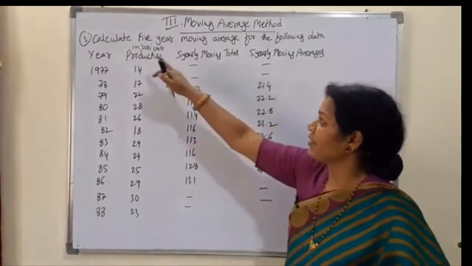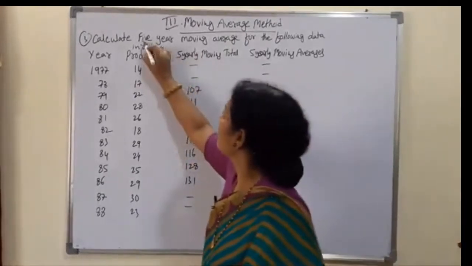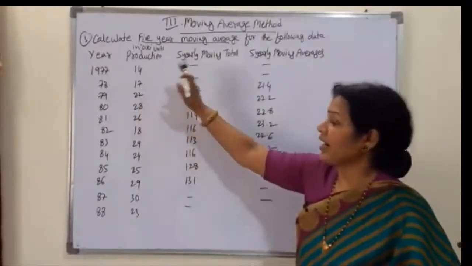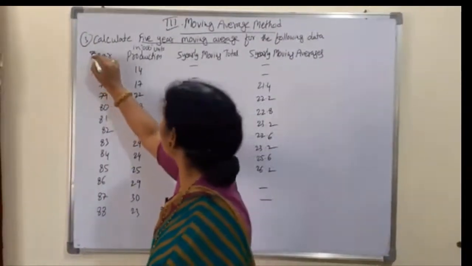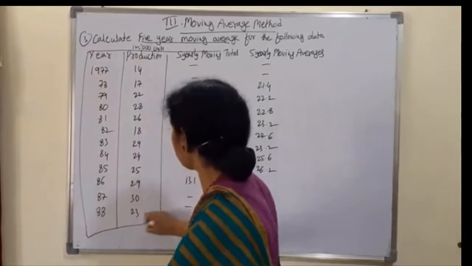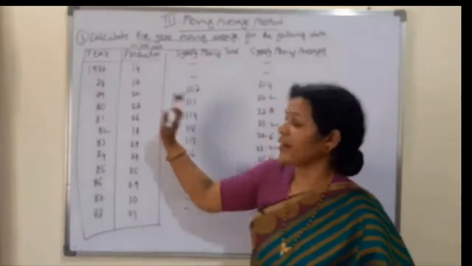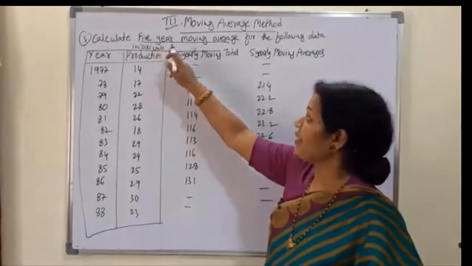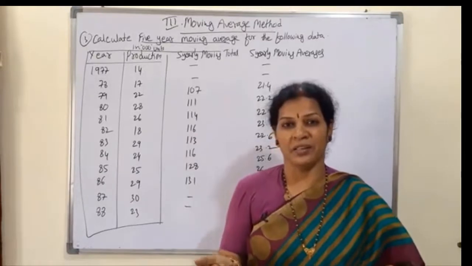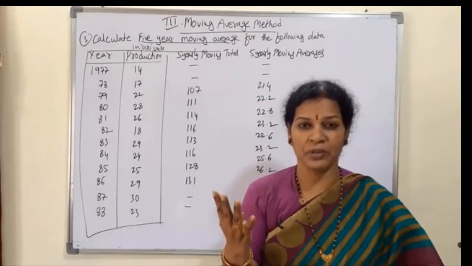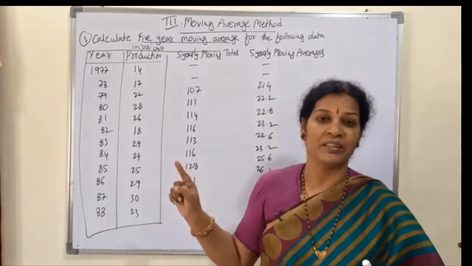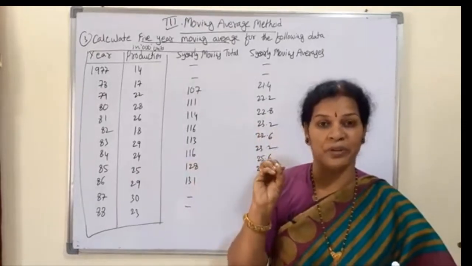So here it is given, calculate 5-year moving average for the following data. What is the data given? Year and production. Only this is the data given to us. What they are saying is, calculate 5-year moving average. It can be anything like 3-year moving average, 4-year moving average, 2-year moving average. It can be any number. Right now in this problem they are asking us to calculate 5-year moving average.